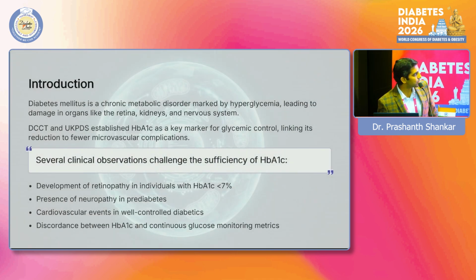Diabetes, as you know, is a chronic metabolic disorder marked by hyperglycemia and leading to end organ damage. The DCCT and the UKPDS have established HbA1c as a key marker, as we know. But several clinical observations challenge the sufficiency of HbA1c: the development of retinopathy in individuals who have HbA1c less than 7, the presence of neuropathy in prediabetes, cardiovascular events in well-controlled diabetics, and discordance between HbA1c and the CGM metrics.